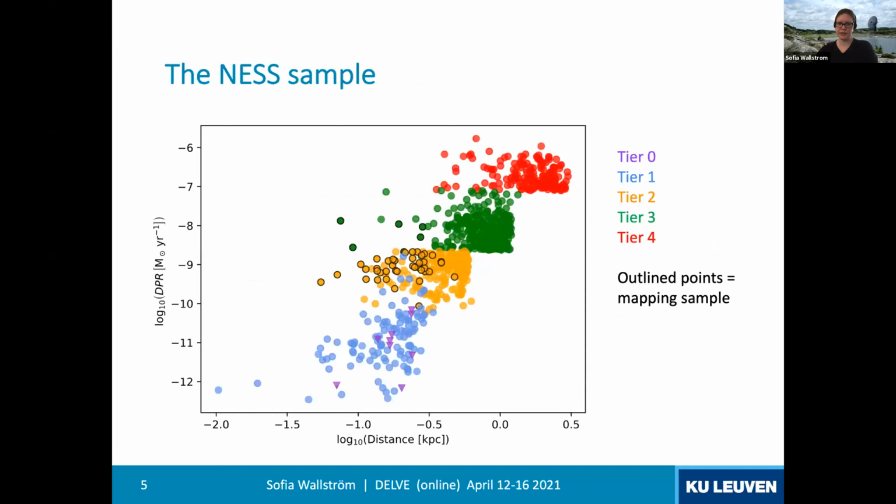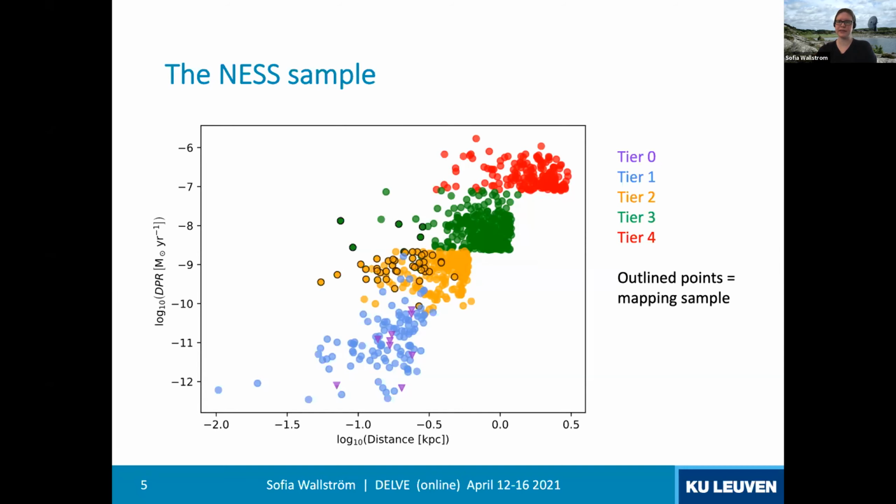So here is the sample. So you can see the different tiers. There's 4 main tiers in distance on the x-axis and dust production rate on the y-axis. There's also the extra tier 0, which includes sources where we only have an upper limit on the dust production rate, so very low dust sources. Also outlined in black is a mapping sample where we're also getting maps of these fairly bright nearby sources to look at the distribution of the gas and dust as well.